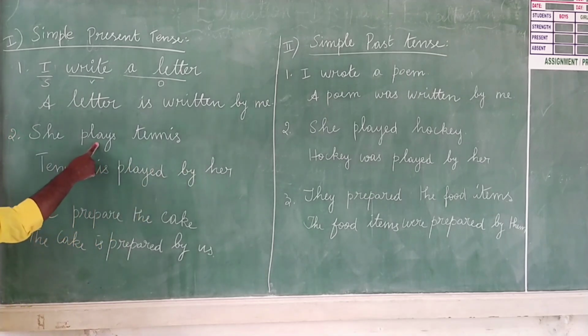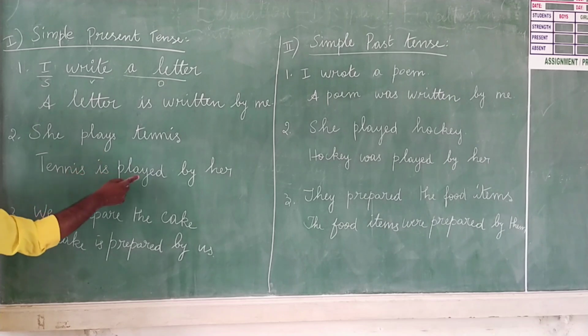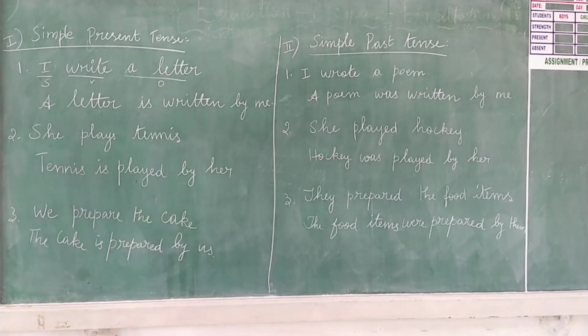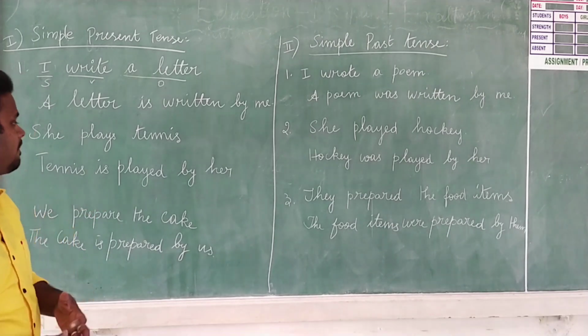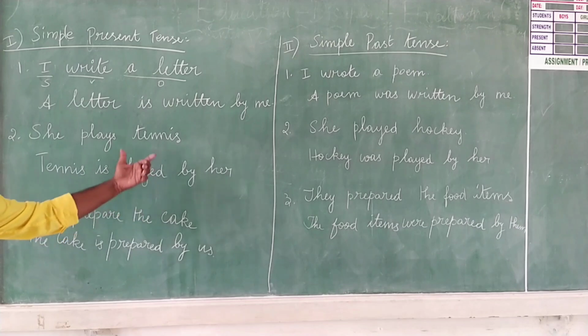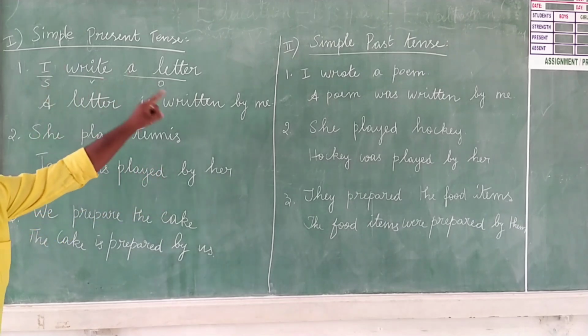The V3 form of play is played. That is, the root word is play, and the past participle, the V3 form of the verb, is played. We have studied this in your earlier classes. It is very useful for you now. Tennis is played by, she becomes her.